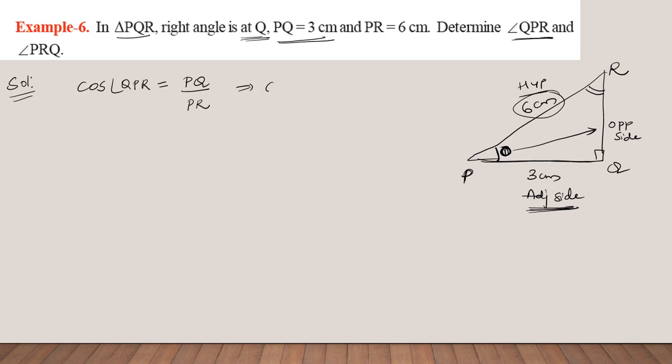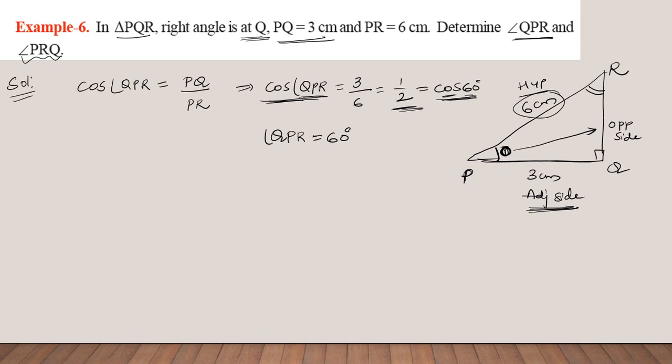Now from this, what am I going to get? Cos of angle QPR is equal to 3 by PR, which is 6. So which is equal to 1 by 2. So in cos, where are we going to get 1 by 2? Already we know sin 30 degrees is equal to 1 by 2. Automatically cos 60 is equal to 1 by 2. So from this, what I can say, cos 60 degrees is nothing but the value of half. On comparing these two, in place of cos you are having cos here, in place of QPR you are having 60 degrees. So clearly angle QPR is equal to 60 degrees.